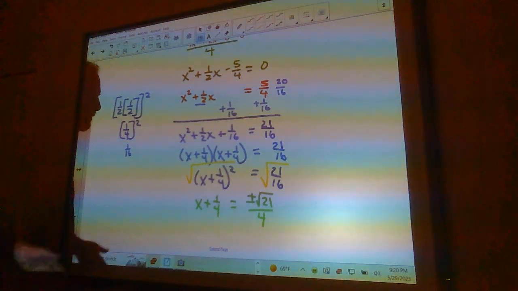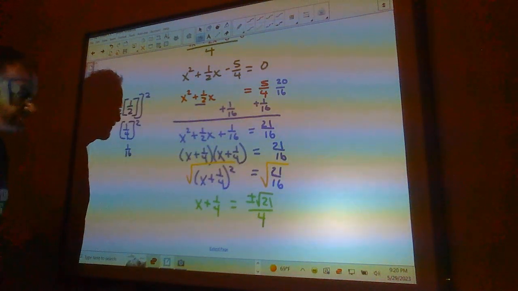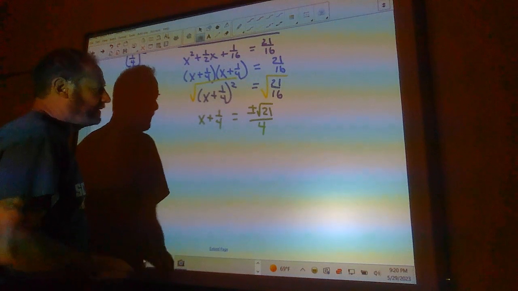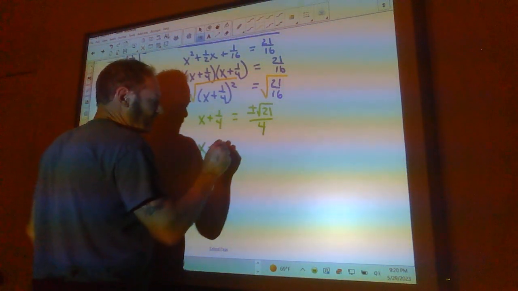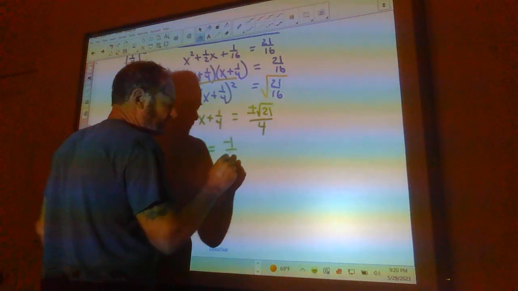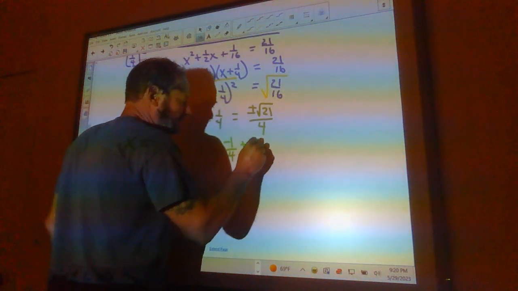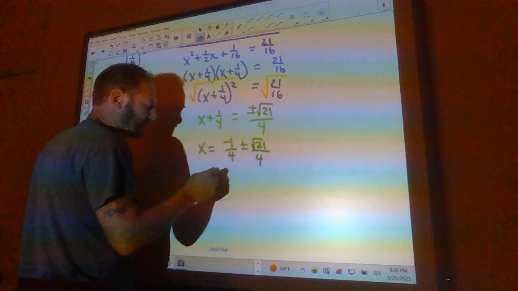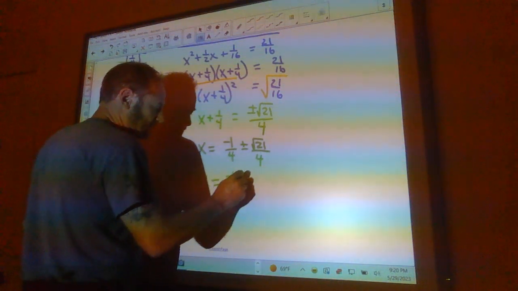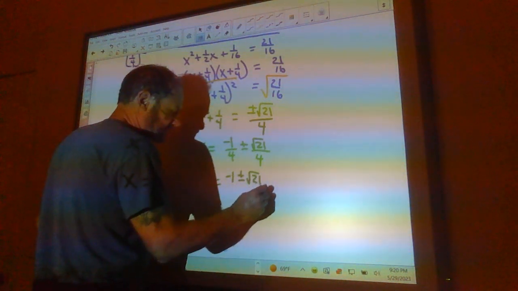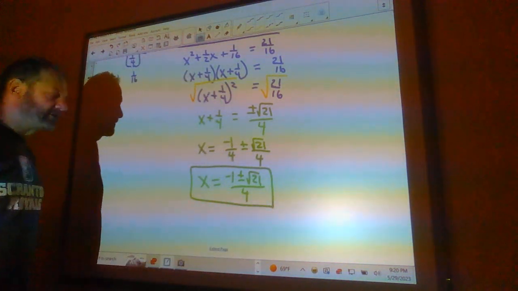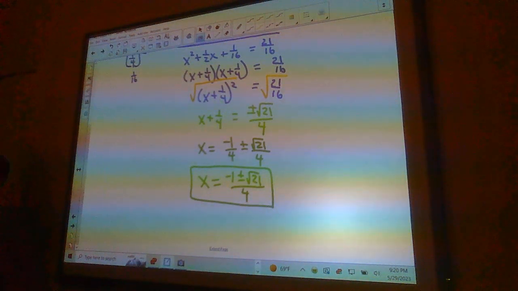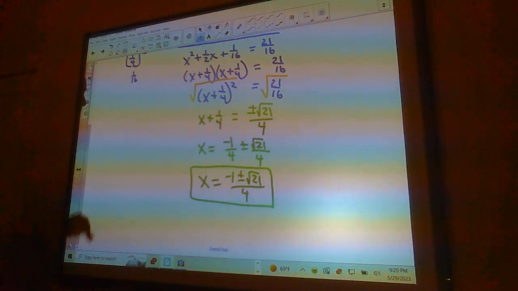Because the square root of 21 is just the square root of 21, and the square root of 16 is 4. And now I'm just going to subtract the 1/4. So x is going to equal negative 1 over 4 plus or minus the square root of 21 over 4, which I can combine and make it look like this. And I'm done. Don't try to turn it into a decimal, just leave it as an exact answer.